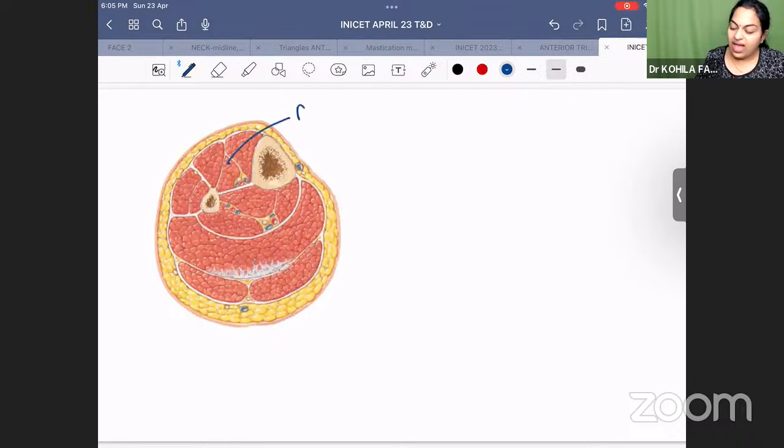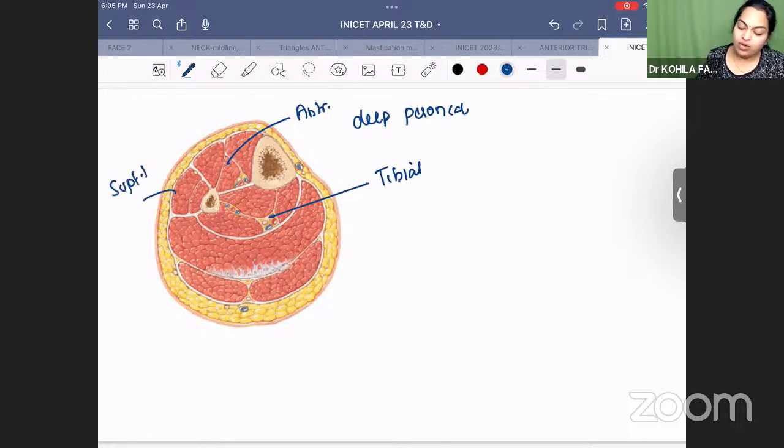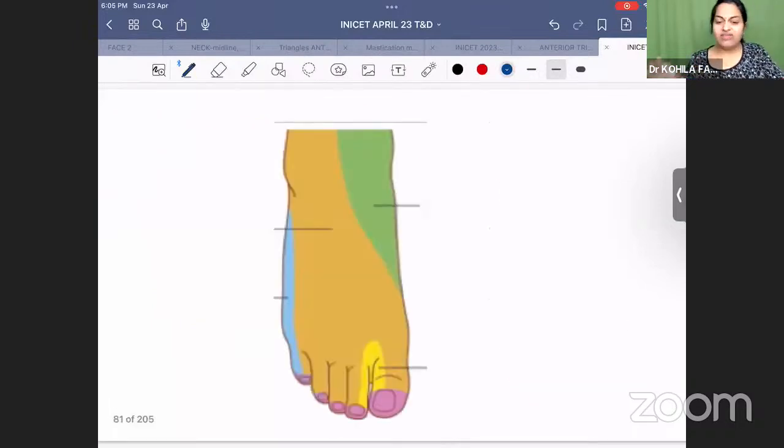The nerve of the anterior compartment: all the muscles of the anterior compartment are supplied by the deep peroneal nerve. Posterior compartment, we have the tibial nerve. Lateral compartment, we have the superficial peroneal nerve, right? Okay. This is very, very important.